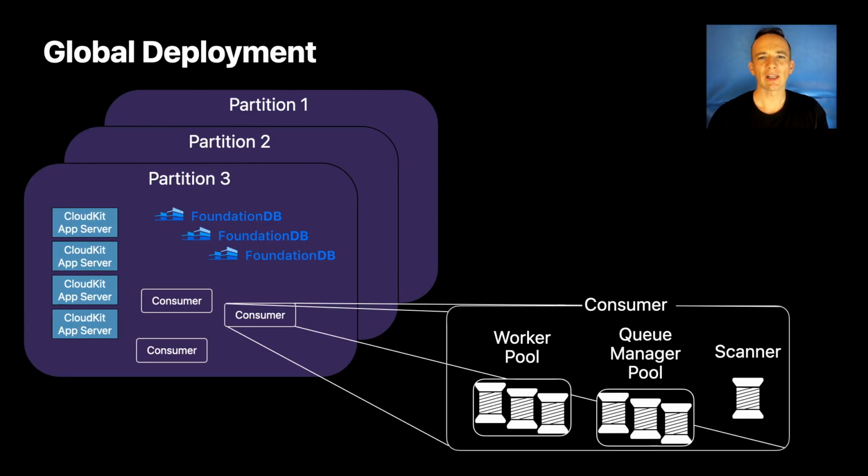Zooming out, CloudKit is deployed in many partitions. In each partition, there are multiple FoundationDB clusters. Each contains a single QC, a top-level queue of pointers. We also have multiple instances of consumers in each partition. Each executes the algorithm we just saw.